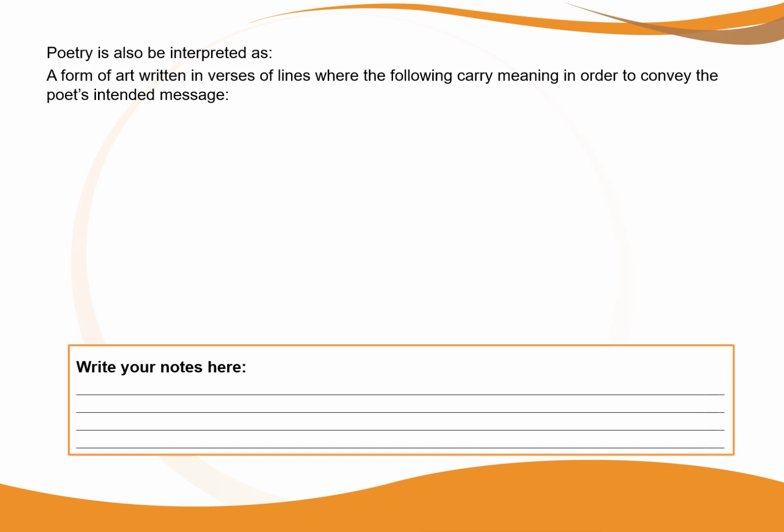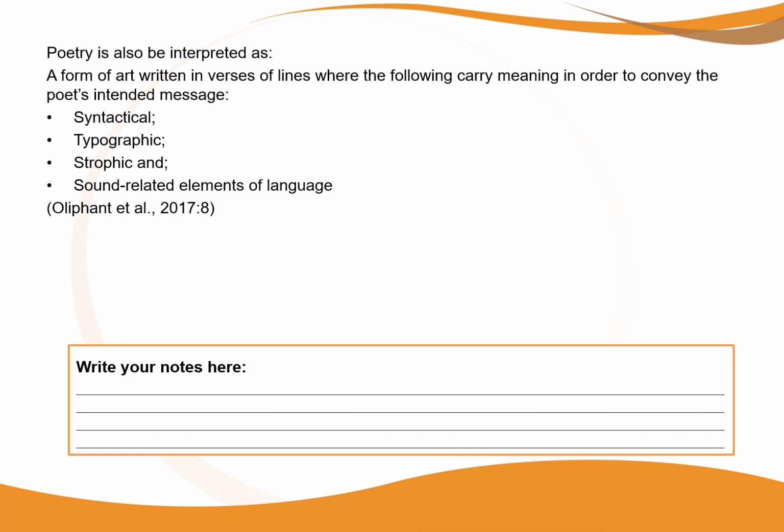Poetry, in essence, can also be interpreted as a written form of art. And this is written in verses of lines where the following carry meaning to convey the poet's intended message. And by that, I mean it can be syntactical, it can be typographic, it can be strophic, and also contain sound-related elements of language.